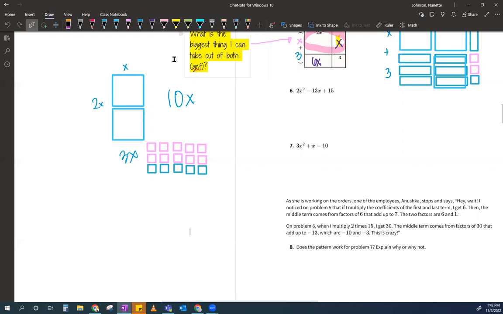2x times what would give me 10x? What number goes here? x. Yeah, -5, right? And some of you are like, Ms. Johnson, where'd the -5 come from? Well, because I want negative 13x.